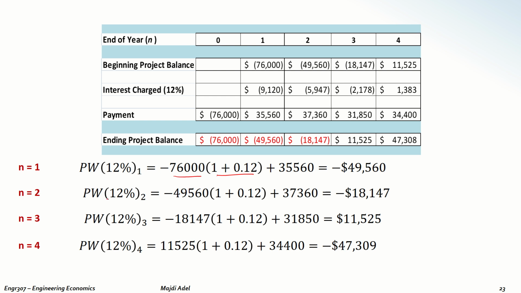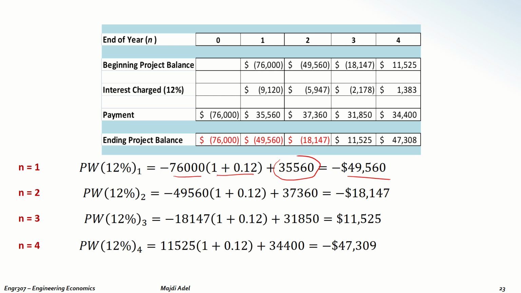So the value of the loan plus interest at the end of the first year will be minus 76,000 multiplied by 1.12. But at the end of the first year I have received $35,000, or I repaid $35,560 to the bank. So my loan is going to be minus $49,560.